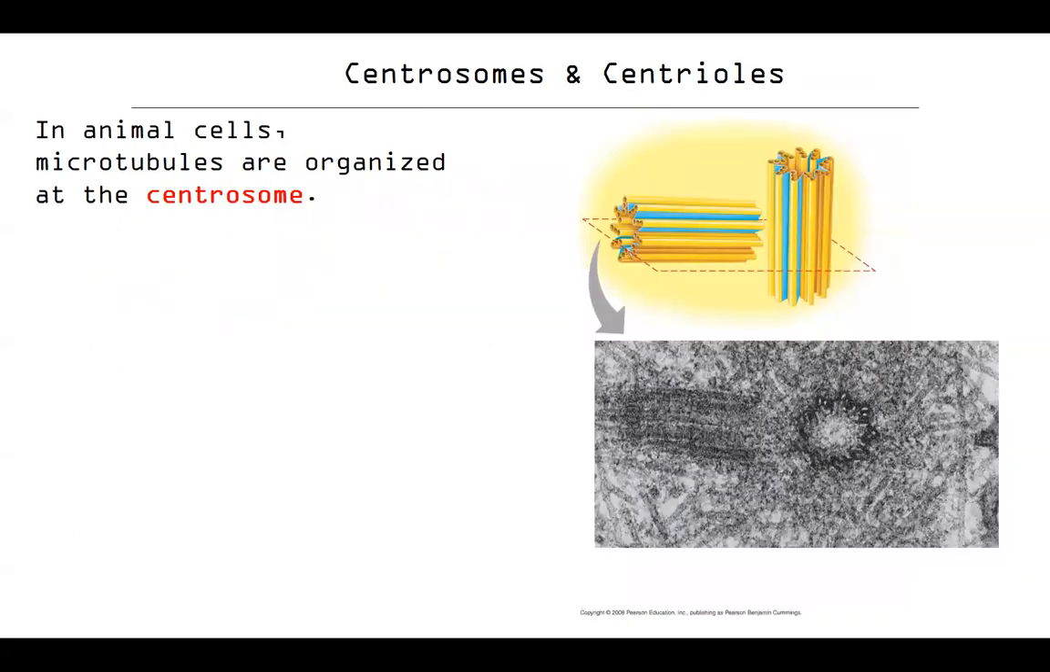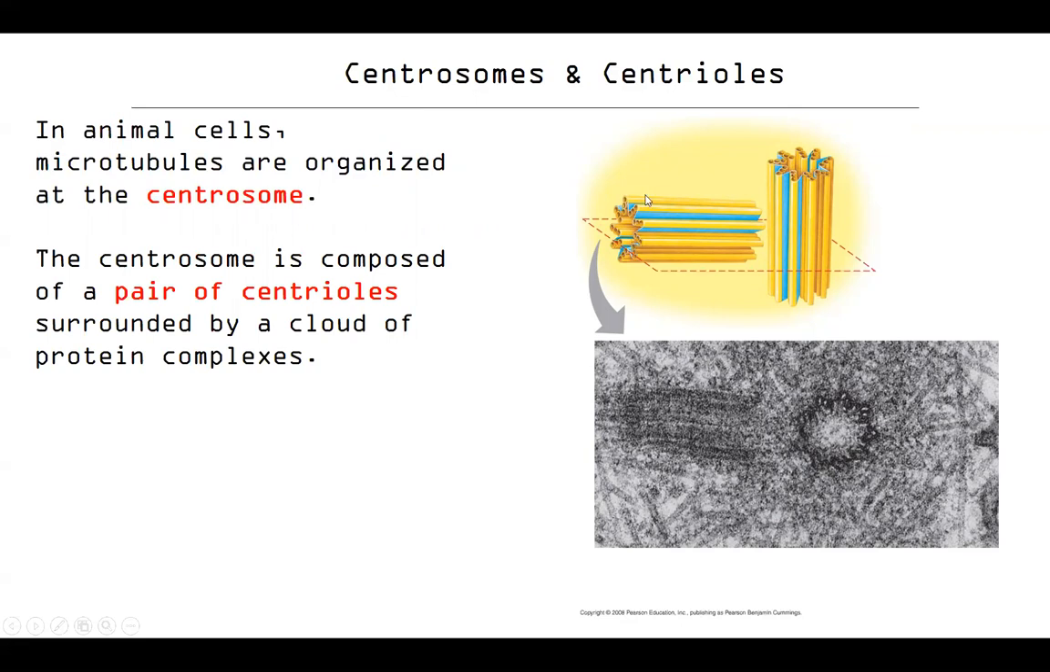In animal cells, this is the centrosome. So microtubules are organized at the centrosome. The centrosome is this entire yellow fuzzy bit and the pair of centrioles. So centriole 1, centriole 2, and this cloud contains protein complexes that are useful for assembling microtubules. So think pieces of tubulin and other proteins that are going to be helpful for putting these together.